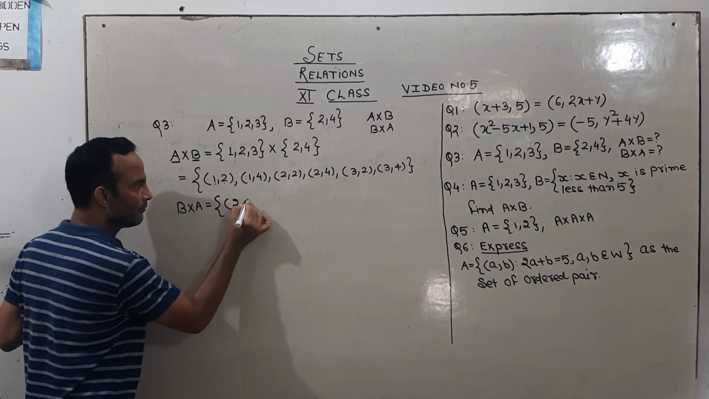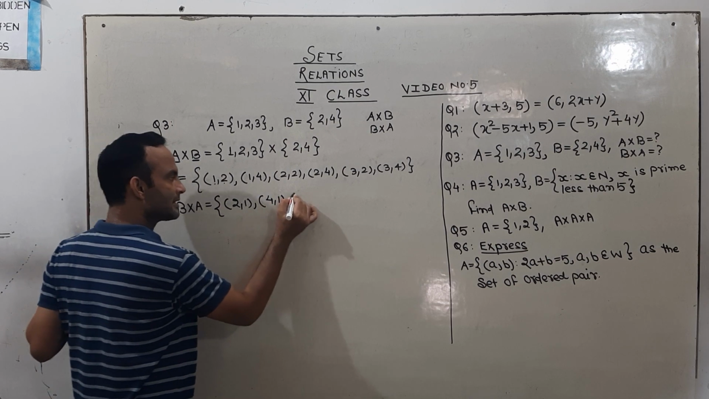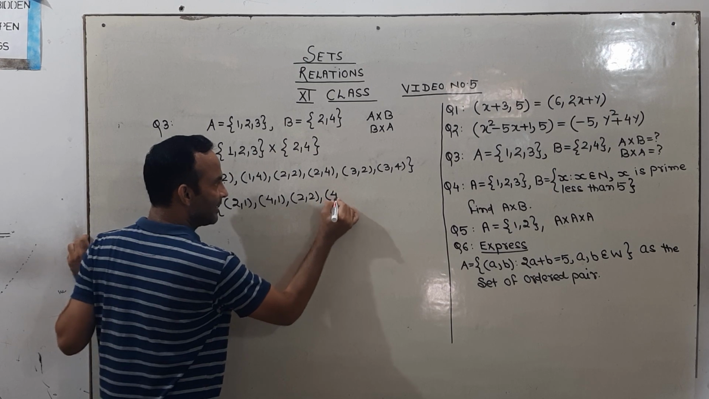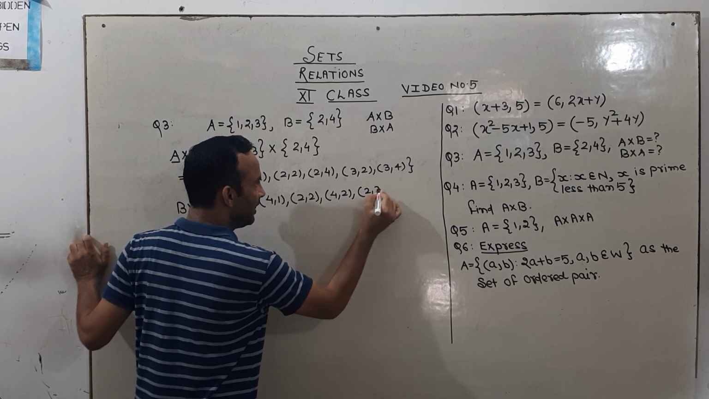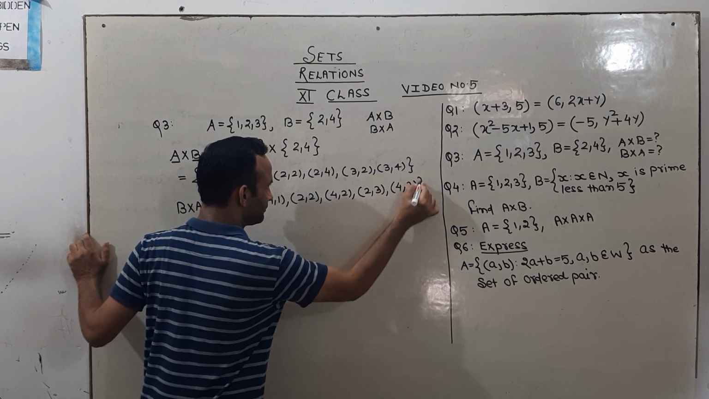In place of 1, 2, write 2, 1. In place of 1, 4 we have to write 4, 1. This is the same, 2, 2. Then 2, 4 we have to write 4, 2. In place of 3, 2 you write 2, 3. And in place of 3, 4 you have to write 4, 3.